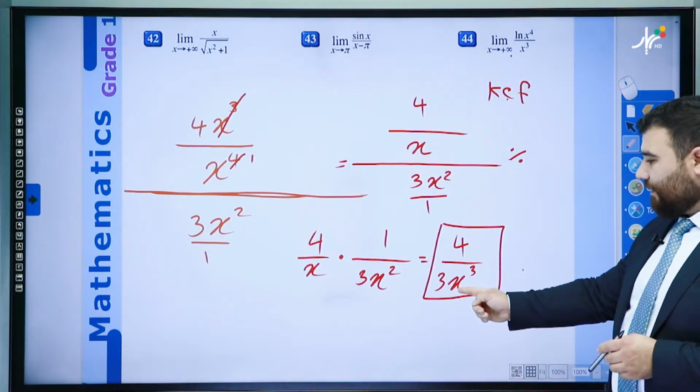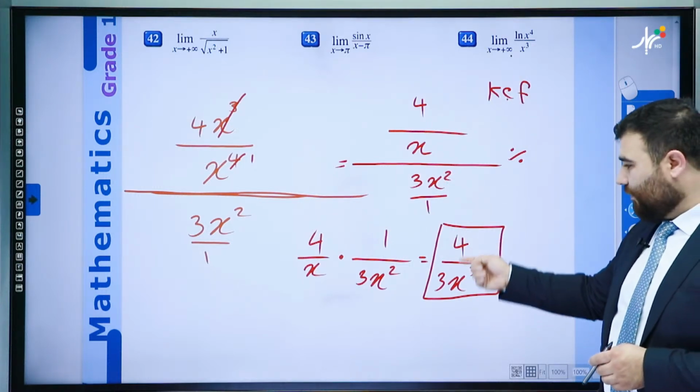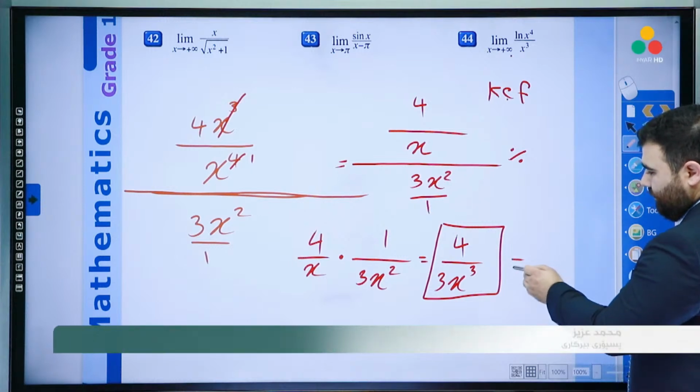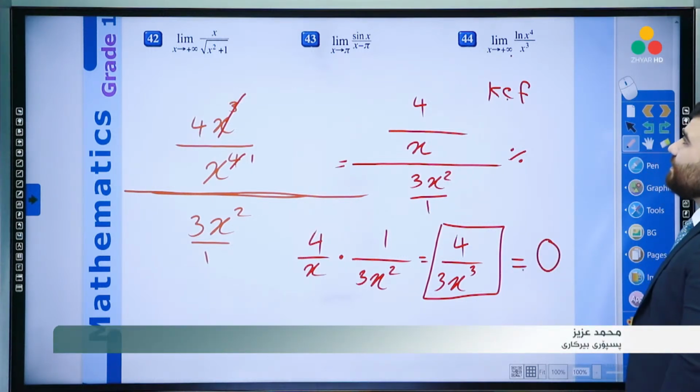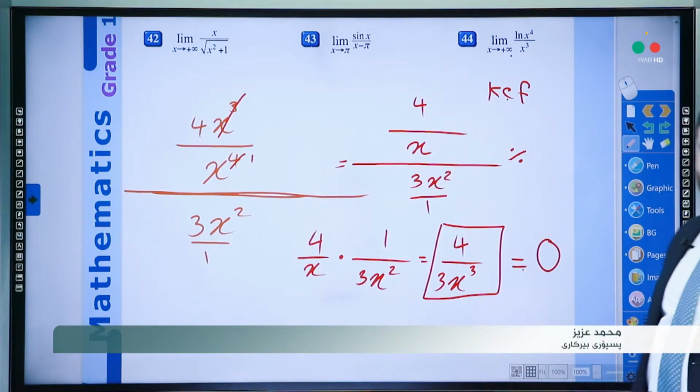Now I can replace x with positive infinity. If I put infinity here, it will be infinity. And 4 over infinity is equal to 0. So the answer of this limit is equal to 0.